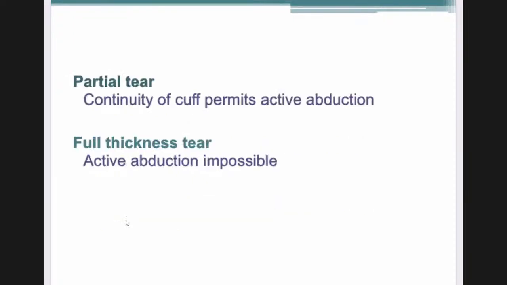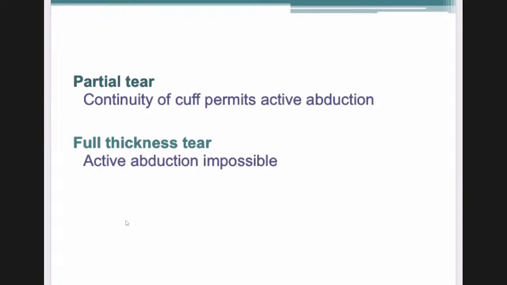So yeah, this is what I was saying. With a partial tear, there is continuity of the cuff. It's only a partial tear, so there is continuity of the cuff, and the cuff does permit active abduction. In a full thickness tear, active abduction is impossible because the cuff is completely torn.